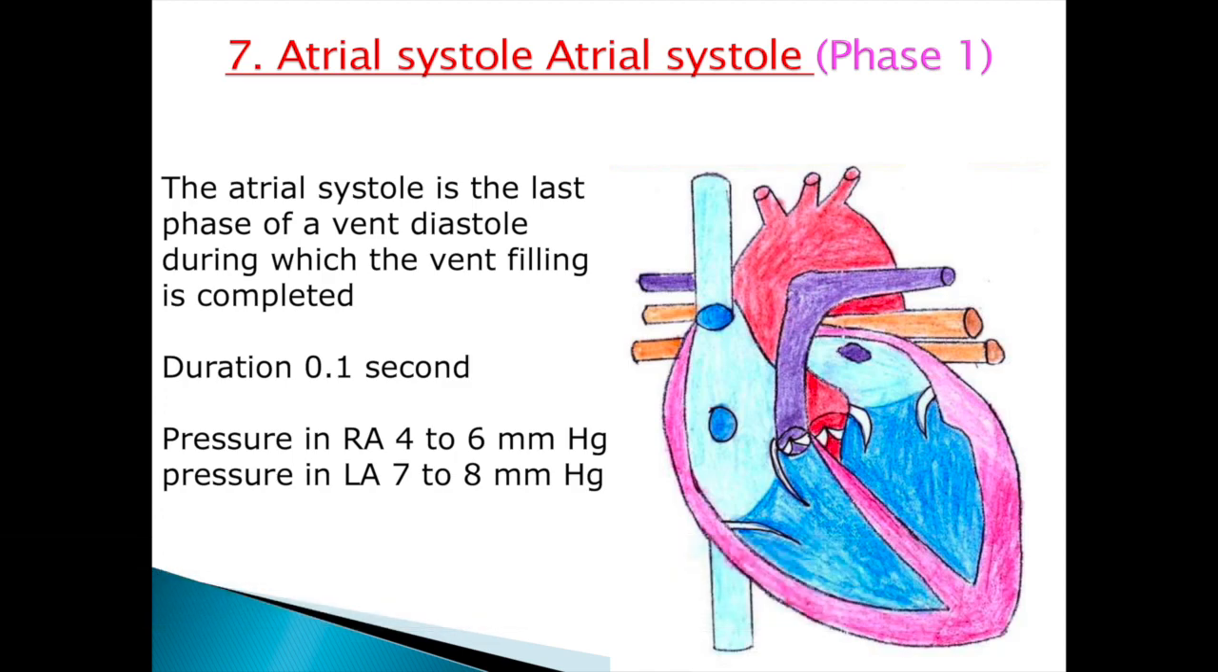So the atrial systole is the last phase of ventricular diastole, during which ventricular filling is completed. Ventricular filling is completed by this atrial kick. This occurs due to depolarization of the SA node. The SA node is present in the right atrium. It causes the P wave in the ECG, and the duration of this kick is 0.1 second, this contraction is 0.1 second. Pressure in the right atrium at that time is 4 to 6 millimeter of mercury, which is maximum, and in the left atrium it is 7 to 8.